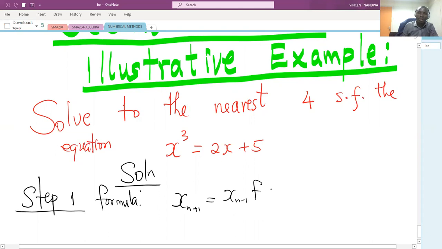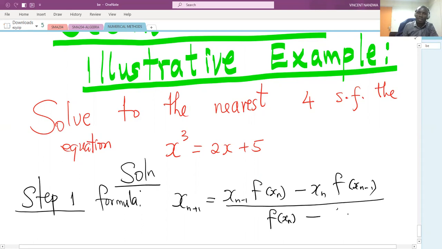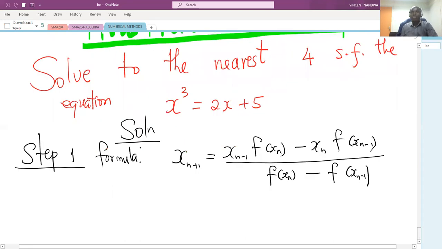x_{n+1} equals x_{n-1} f(x_n) minus x_n f(x_{n-1}) divided by f(x_n) minus f(x_{n-1}). So this is the formula. And then number two, initial approximations to the root.